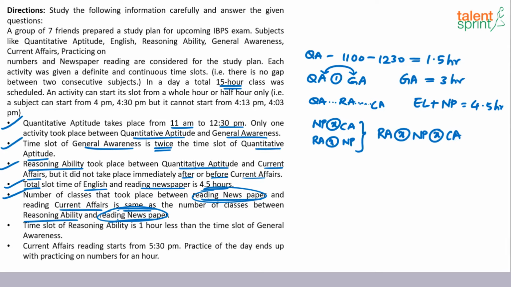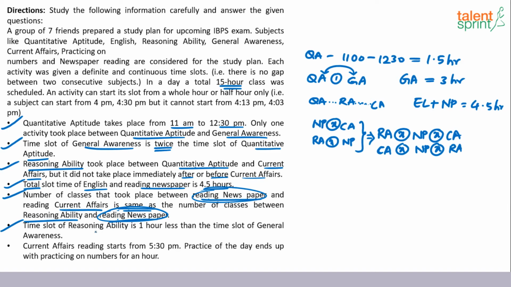You're getting it? Of course, the sequence can change. It can also be CA, X classes, then newspaper, then X classes, then RA. Even that is possible. Yes or no? Nowhere it is given that RA should come before CA. RA can come after CA also. So this particular point of having same number of classes between newspaper and current affairs and reasoning ability and newspaper leads us to these two important points here.